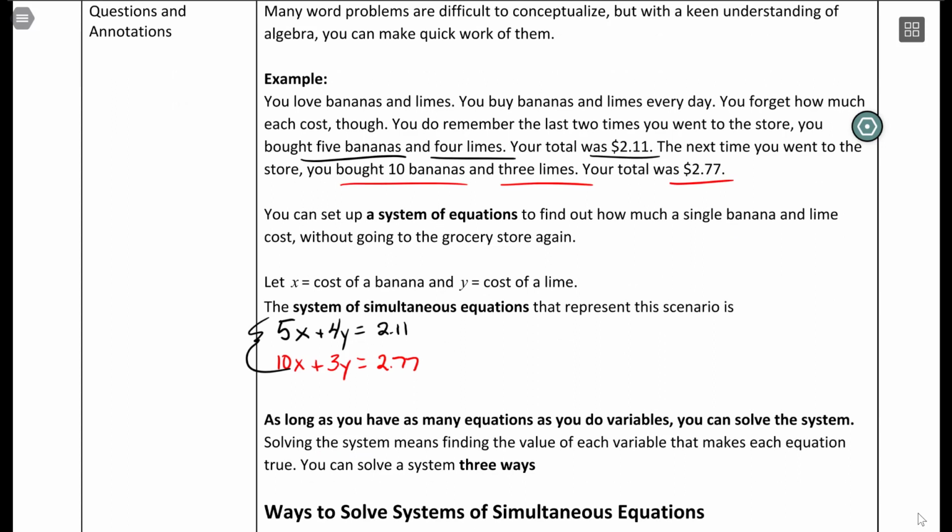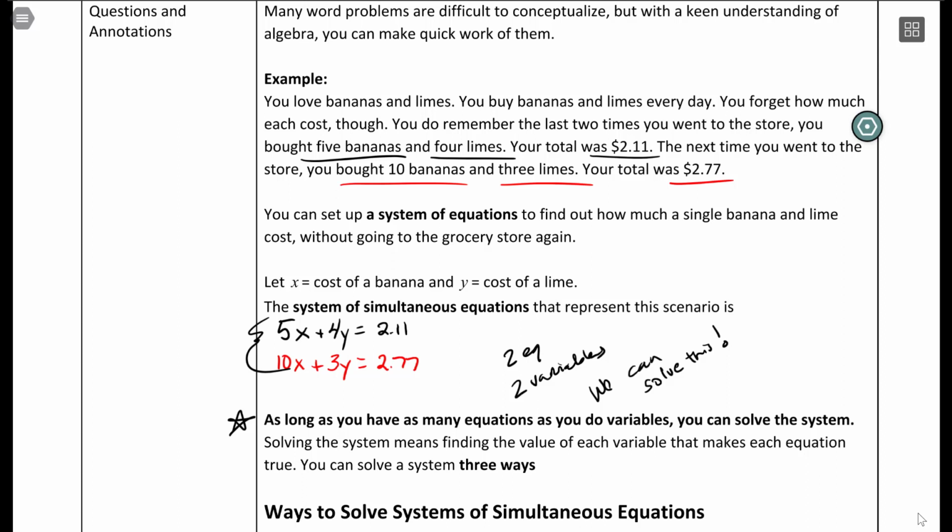Now, how do you know you're going to be able to actually find that solution? Well, as long as you have as many equations as you do variables, you can solve the system. So here we have 2 equations and 2 variables. And as long as those 2 numbers are equal to each other, then we can solve it.